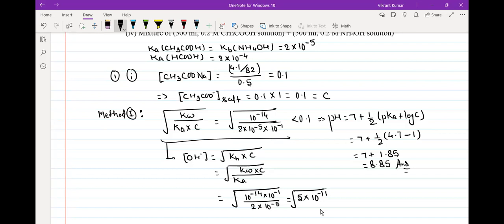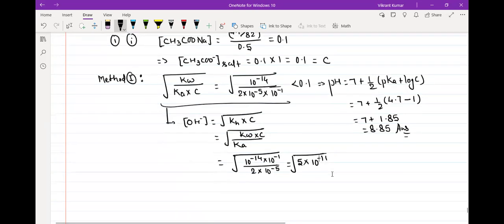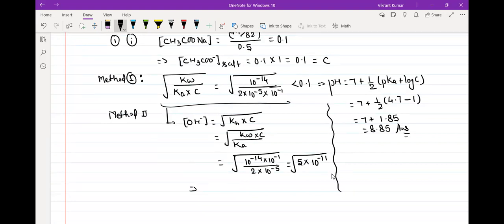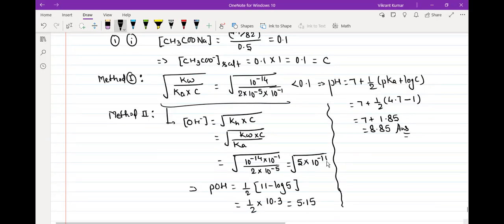Is it okay? Now, after getting this part, we can calculate H plus. This is method 2. Or else from here you can calculate pOH, right? So pOH, if you calculate here, that will be coming half times 11 minus log 5, which is half times, this will be 10.3. This has become 5.15. And that's why pH, if you want to calculate, we'll say pH is 14 minus 5.15, which is 8.85.